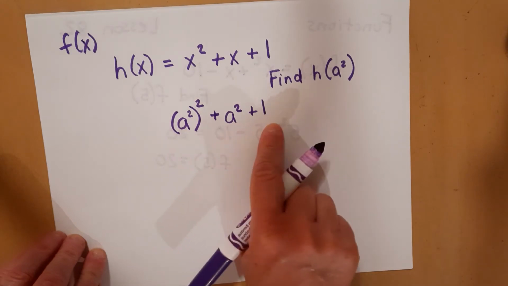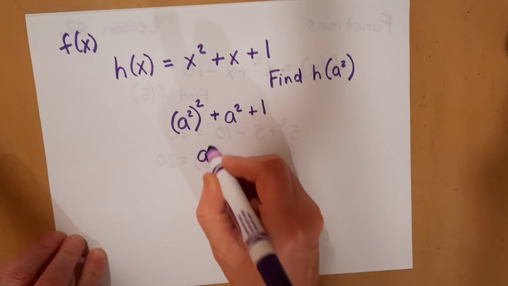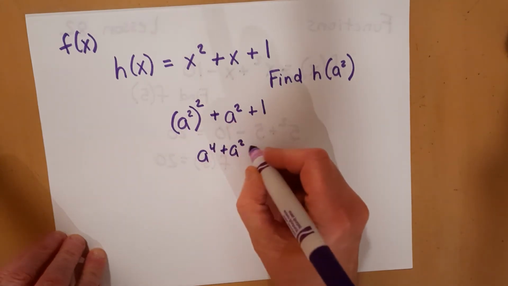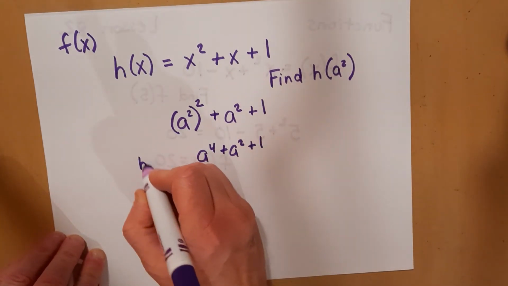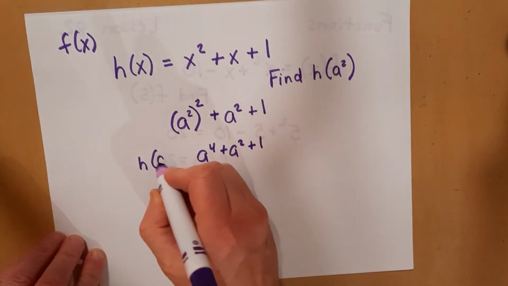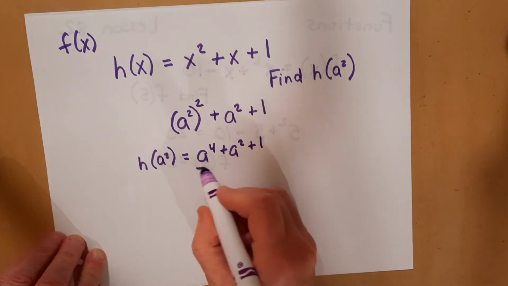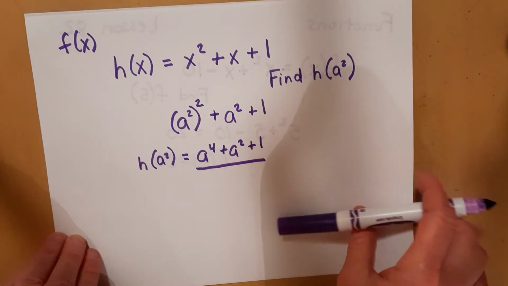So the simplest way that we can get this is to do a squared squared, which would be a to the 4th. We can't simplify a squared anymore, and we can't simplify 1 anymore. So the answer to the function h of a squared, in this case, would be a to the 4th plus a squared plus 1. So that would be your answer.